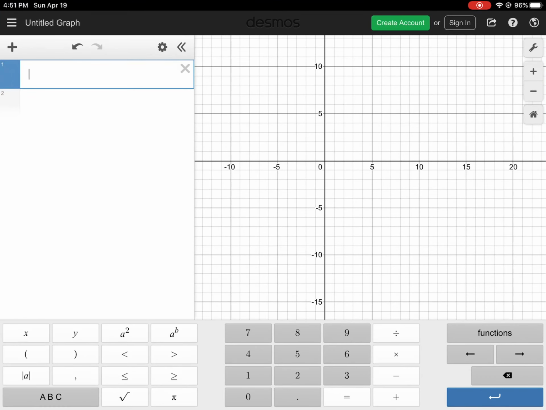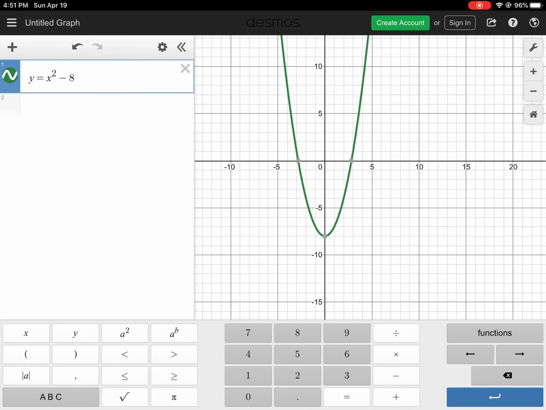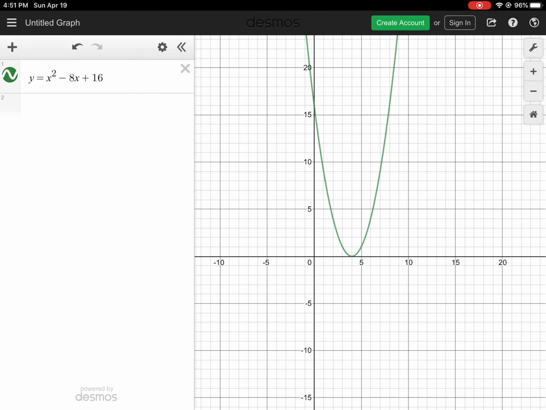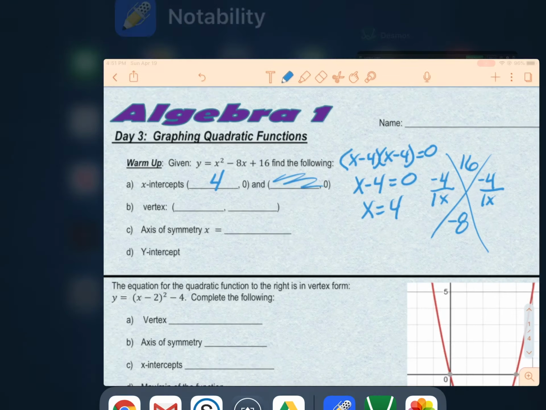So look at the graph. If we put in y equals x squared minus 8x plus 16, we could see right here, it hits the x-axis at (4, 0). It's also the x-intercept. So the vertex and the x-intercept are the same because it's bouncing off of the x-axis. And then we could also, while we're here, look at the y-intercept of (0, 16). That's our c value when it's in standard form.